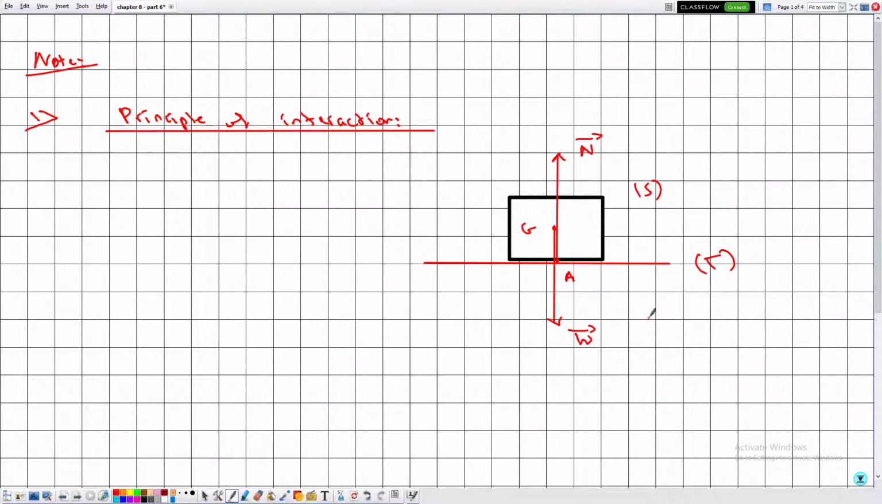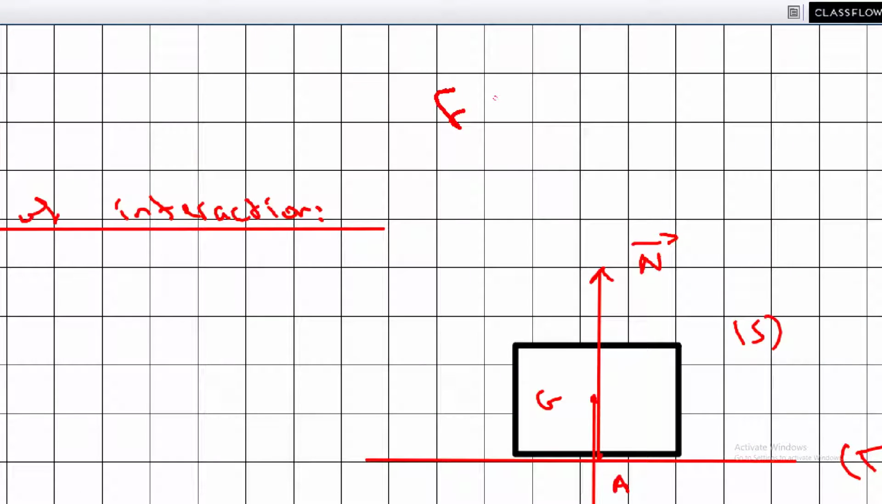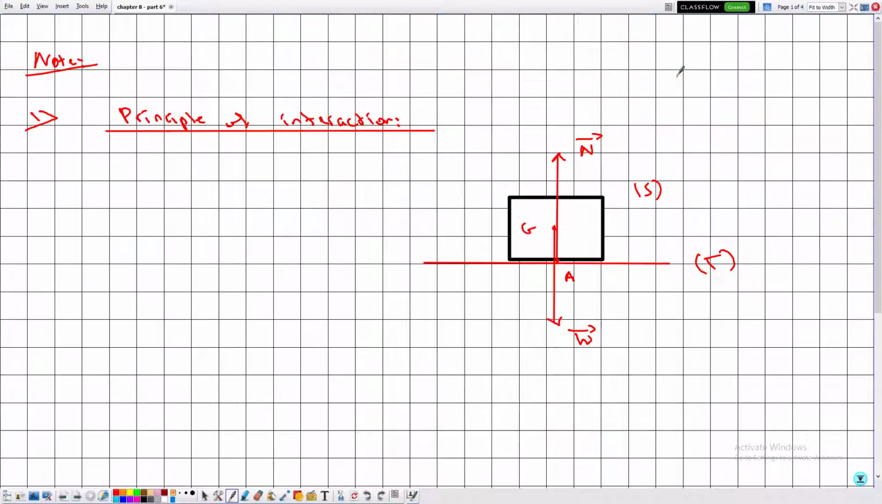So now let's recall the principle of interaction. What does the principle of interaction state? If you want to recall it, it is given by: when a body A exerts a force on a body B, then body B exerts a force on body A, and they satisfy a certain equation that we will recall now. So the equation is simply given by F A on B plus F B on A is equal to 0 vector. So this is the principle of interaction.